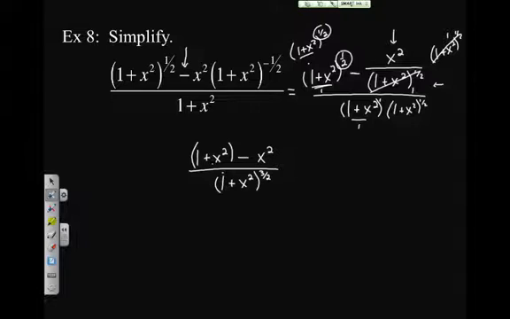Notice when we add this on the top, the x squareds cancel out, so we end up with 1 over 1 plus x squared to the 3/2 power. That one's a little bit complicated because you have to use several of your properties for exponents. The idea of a negative exponent, the idea of what happens when you multiply numbers that have exponents, so you have to be really careful on a problem like that.